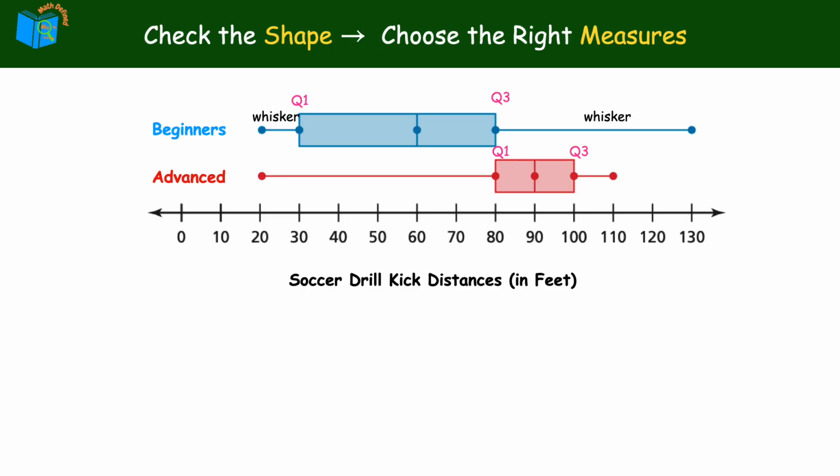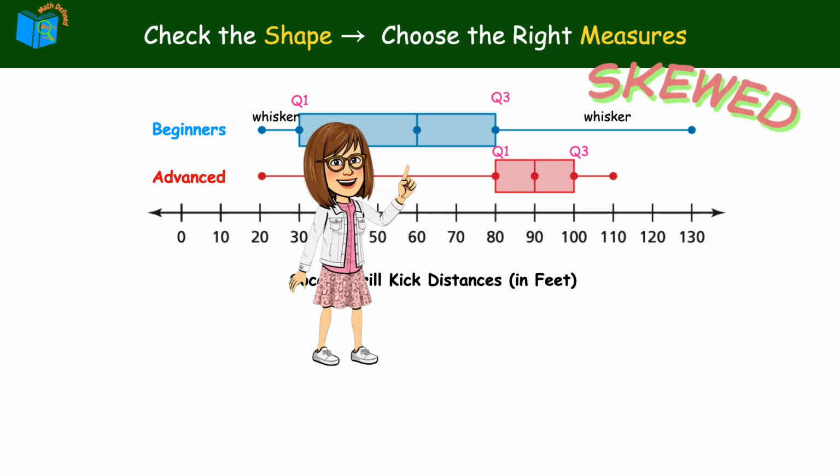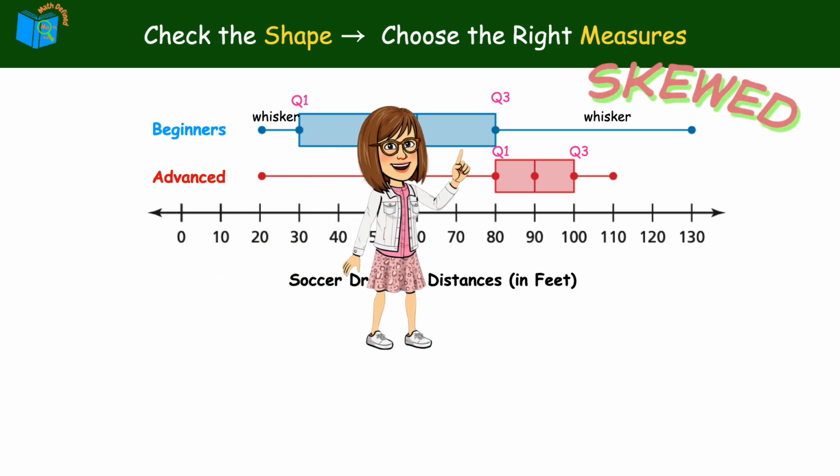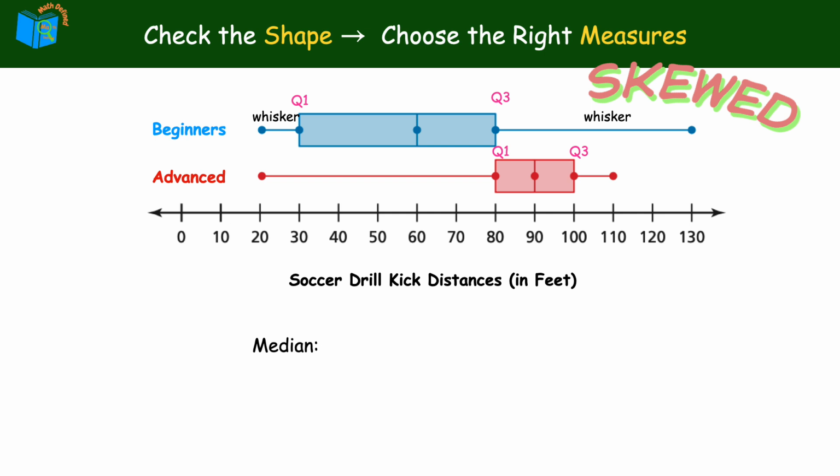The very first thing I always look at when comparing two groups is the shape of the data. When I look at these plots, I notice they're skewed. The boxes aren't centered, and one whisker stretches farther than the other. That uneven stretch tells me the data isn't balanced. And when data is skewed, we don't use the mean. We use the median to describe the center and the IQR to describe the variation.